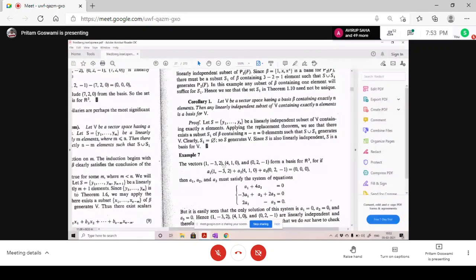Now, from this replacement theorem there are some corollaries. The first corollary: suppose V is a vector space and beta is a basis of that vector space with exactly n elements. Then they are assuring you that any linearly independent subset of V containing exactly n elements is a basis for V. How?